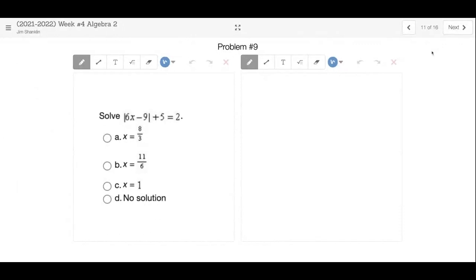All right, let's try number 9 on the practice for this week. Number 9, we have the absolute value of 6x minus 9 plus 5 is equal to 2. Can somebody tell me what the answer is right off the bat? D, no solution. Why is it so easy? Because as soon as you subtract off 5, you end up with negative 3. So the absolute value is equal to negative 3. Absolute value cannot equal a negative number, so it would have no solutions. Okay, I agree 100%. Very nice.